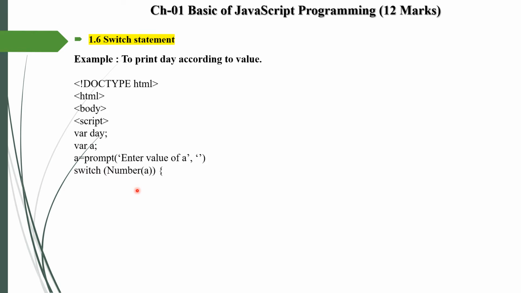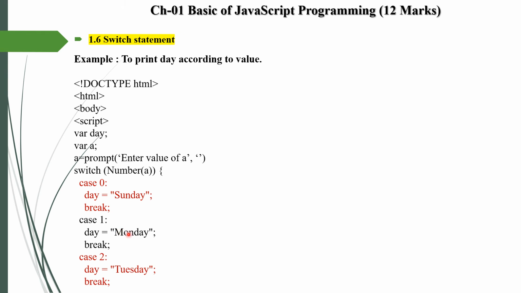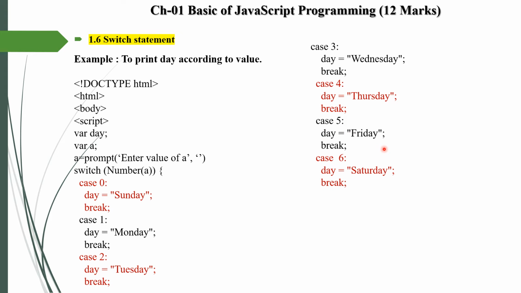Then we define case. First case value is 0. If the case value is 0, then day, that is our variable, day is equal to Sunday, then break. Then in second case 1, day value is Monday. Similarly we define 7 case. In second case Tuesday, third case the value is Wednesday, in fourth case Thursday, in fifth case Friday, in sixth case Saturday, and at last default.